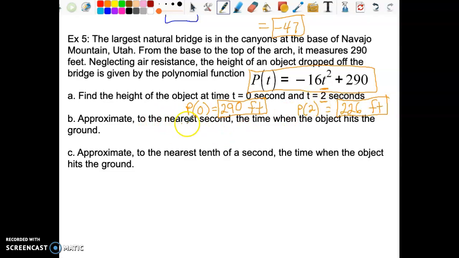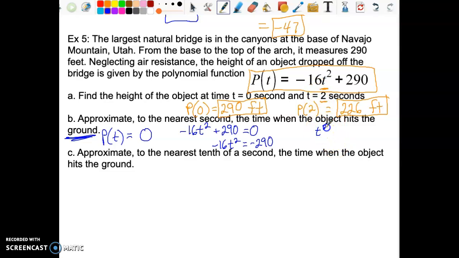Now what we can do is approximate to the nearest second when the object hits the ground. Well, what needs to happen if the object hits the ground is that the height needs to be 0. So I'm going to take that equation and set it equal to 0. All I need to do is subtract 290 over, and then divide by 290 divided by 16. Negative over negative is positive.